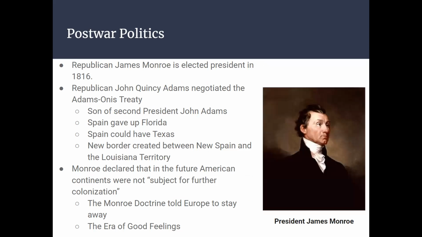In 1816, the Democratic Republican James Monroe is elected president. James Monroe is the last Revolutionary War veteran to become president. In fact, he is actually in the painting of Washington crossing the Delaware. If you've seen him with the boat and the flag, James Monroe is actually on the boat. He's a young man at the time. John Quincy Adams, who is the son of the second president, John Adams, would become a negotiator for the United States, and he would negotiate with Spain, called the Adams-Onís Treaty, where Spain would give up Florida, but Spain could have Texas.